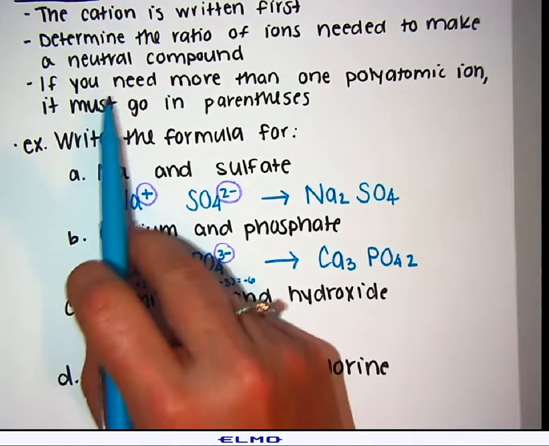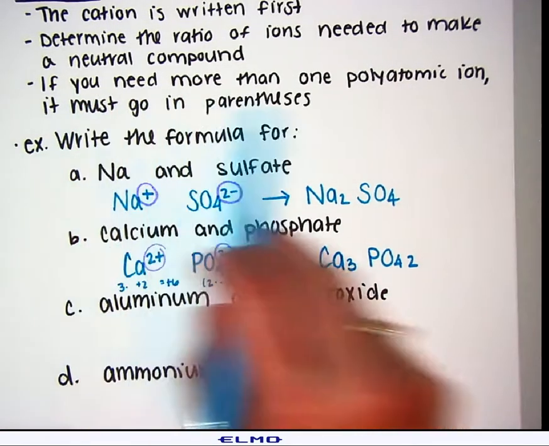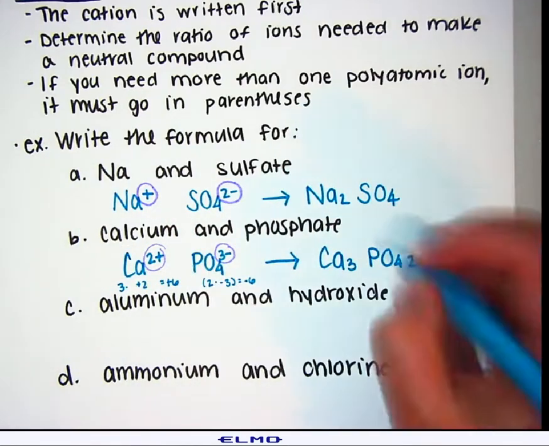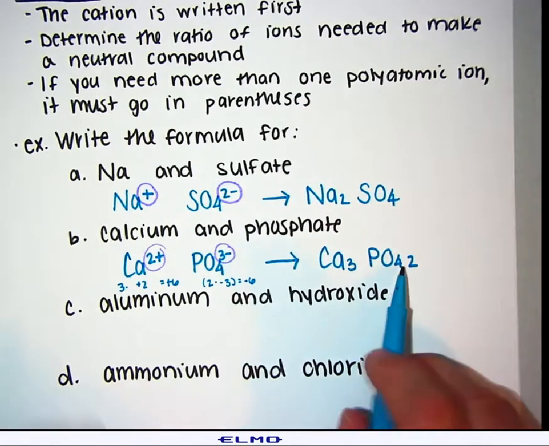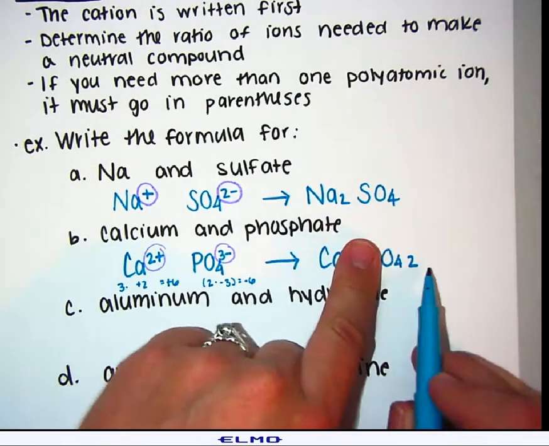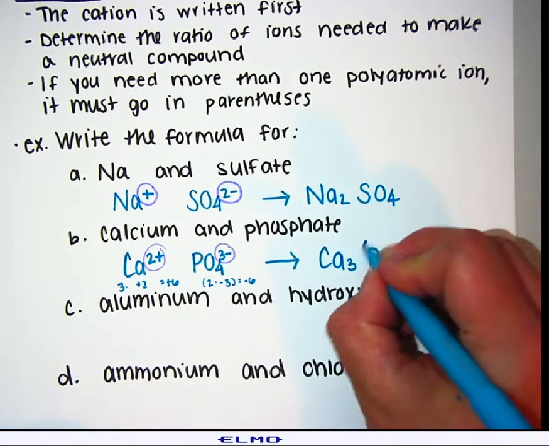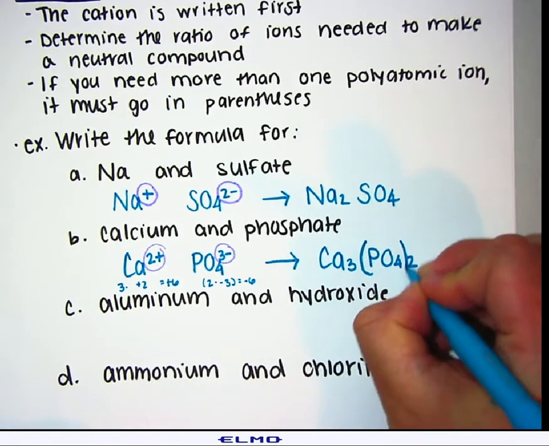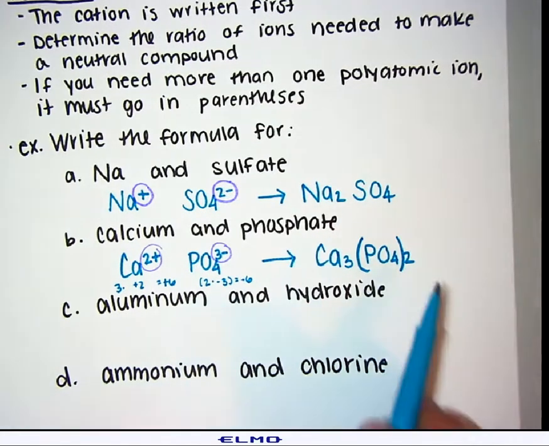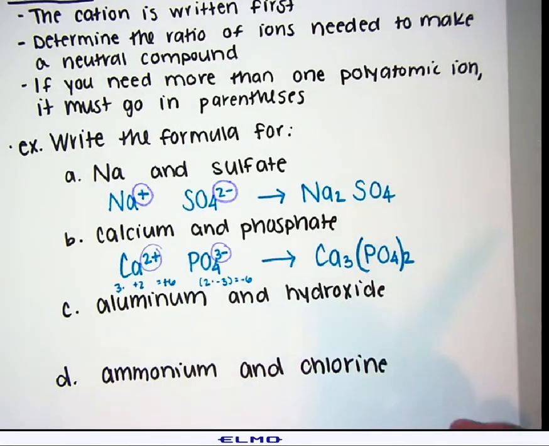Here's where that last rule goes into play. If you need more than 1 polyatomic ion, it must go in parentheses. Right now, this looks like I have 42 oxygens. So what I want to do is put phosphate, PO4, in parentheses, and the 2 goes on the outside.